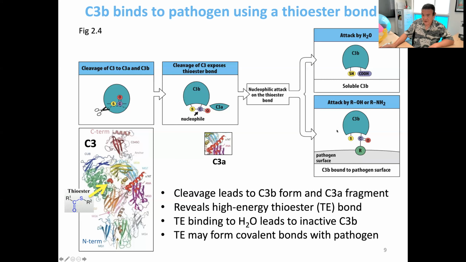So the fact that most of them, if they get cleaved and end up just interacting with water, that's okay. Some of them, though, if the cleaving event takes place with them being very close to the surface of something like a pathogen, then there is a better chance that the thioester bond will in fact form a covalent bond with some molecules on the surface of the bacteria. Okay? And so that then forms a very strong covalent bond that cannot be reversed. And now this C3b is now tagged on the surface of the pathogen.